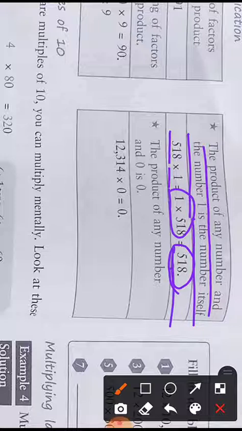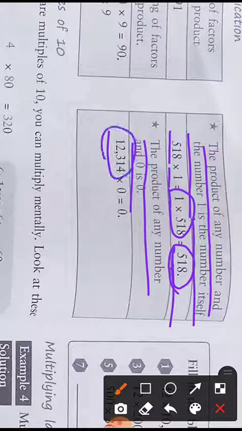Now let us see property number 4. The product of any number and 0 is 0. This is the power of 0. If you multiply any number by 0, its value turns to 0. So be careful while multiplying any number with 0, because it is very powerful. It can turn crores of things into 0 only.